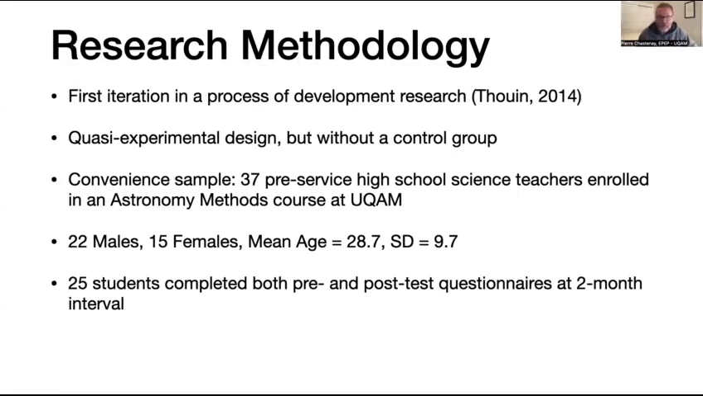We didn't have a control group, unfortunately, and we used a convenience sample of 37 pre-service high school science teachers that were enrolled in an astronomy methods course at the Université du Québec à Montréal, taught by my colleague Simon. 22 males, 15 females. You have the information about the mean age here. 25 students at the end of the day completed both pre and post-test questionnaires at a 2-month interval.